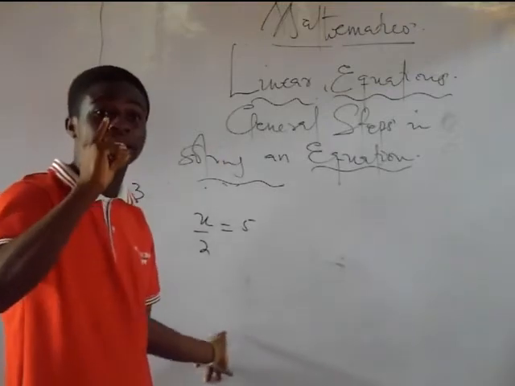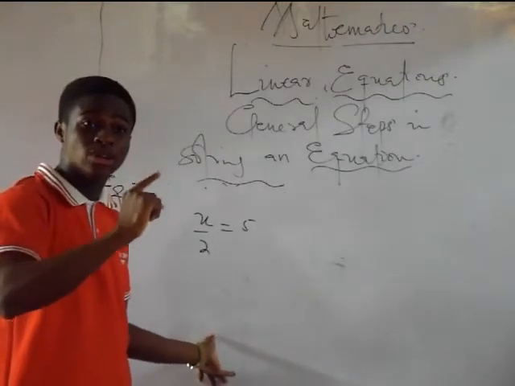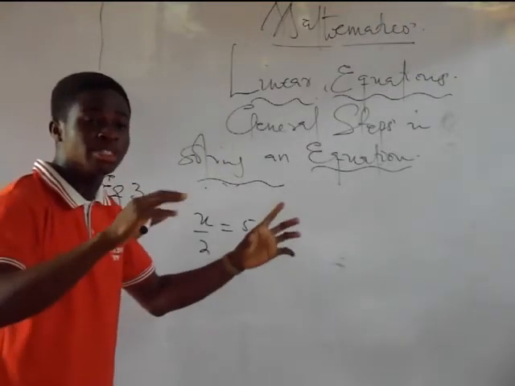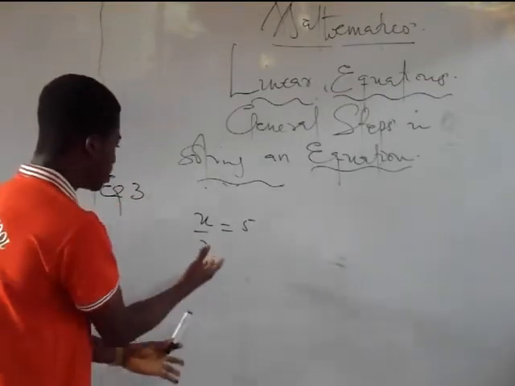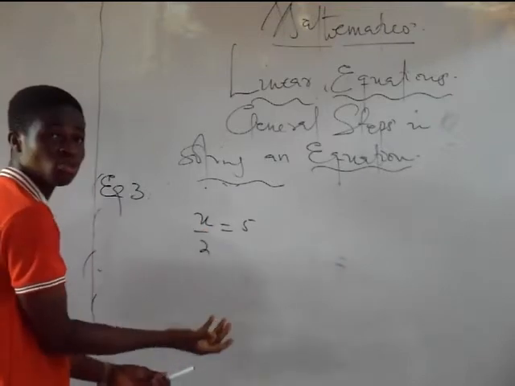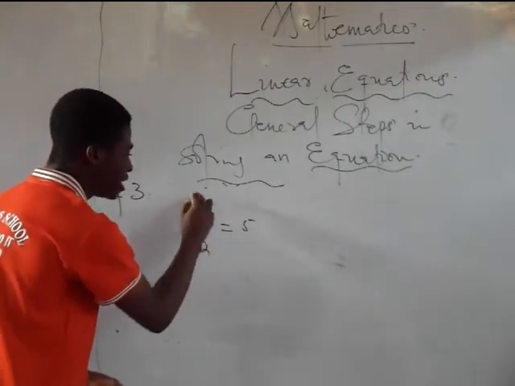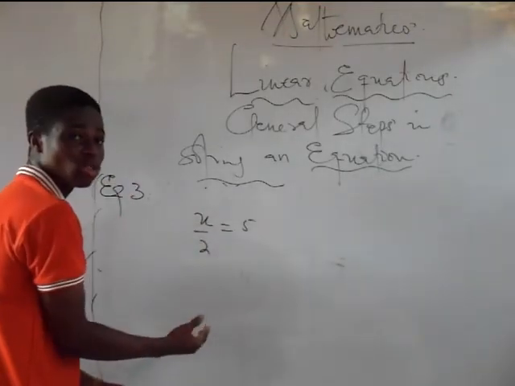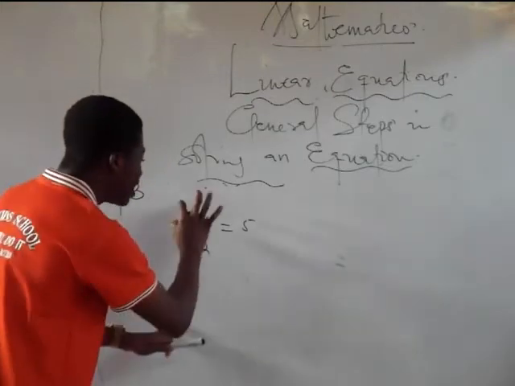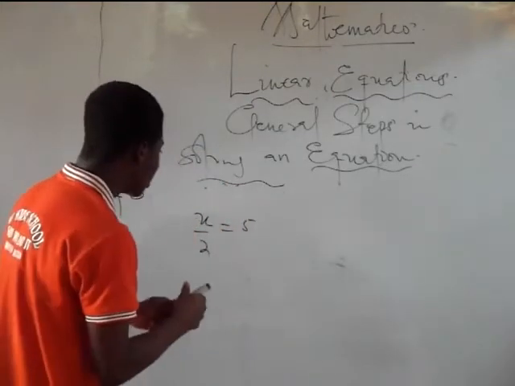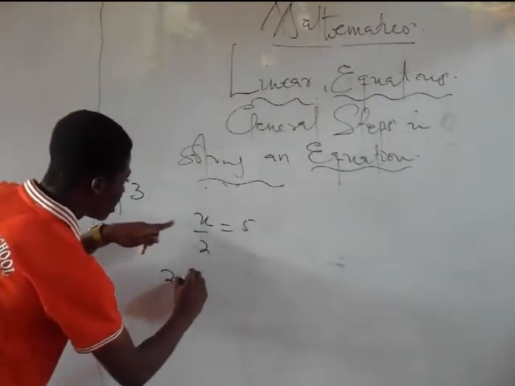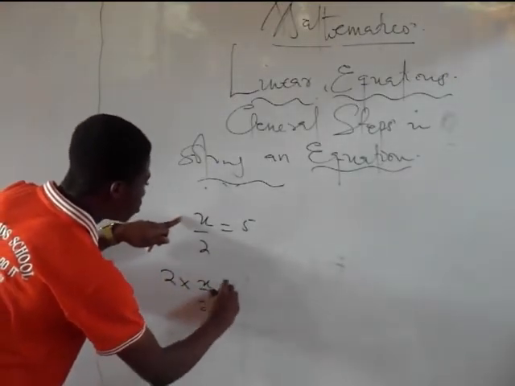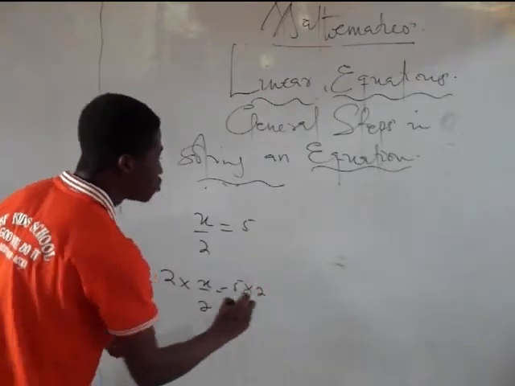Our first step says, if you have any fraction in it, what do we do? Divide both sides by the LCM to clear that fraction. You know we have a fraction, x over 2. This is another side, so this is also over 1. So LCM is what? 2. So let's divide this side and this side by 2. That means 2 is multiplying both sides. So 2 times x over 2 equals 5 times 2.